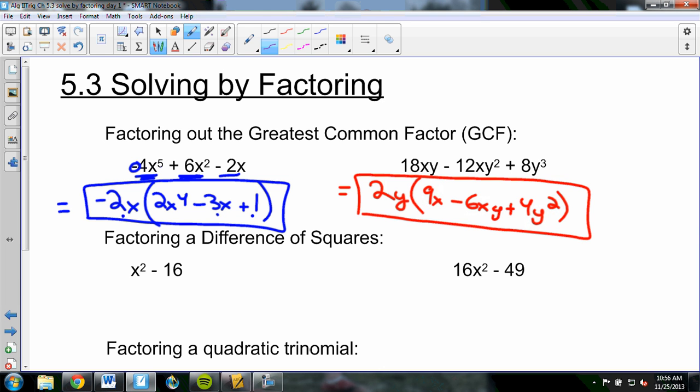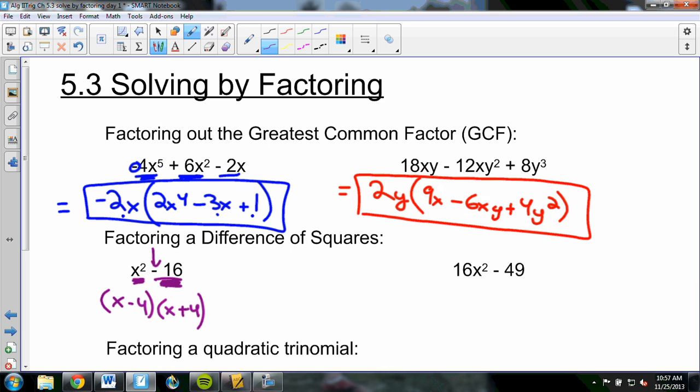If this term is a perfect square, and this term is a perfect square, and there's a subtraction between them, it only works with subtraction, not addition, then it factors into the square roots of them both, one plus, one minus. So the square root of x squared is x, the square root of 16 is 4, x minus 4, x plus 4. Every difference of squares will be that simple. Take square roots, make 2 factors out.